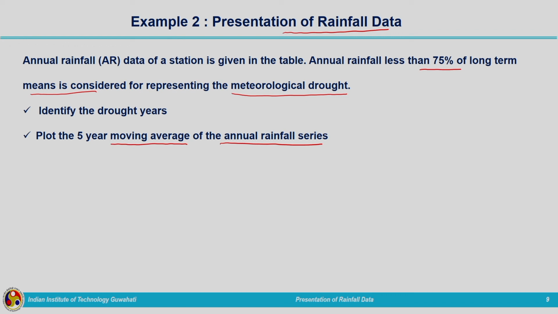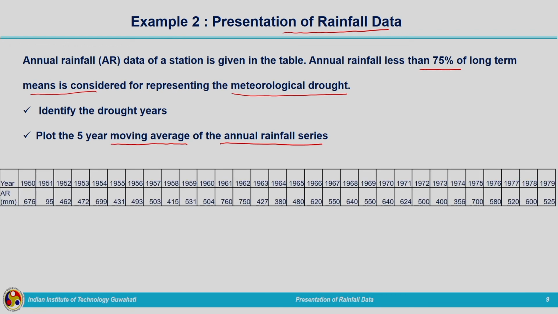So, what we need to do? We need to identify the drought year. The condition is given to us. The annual mean we will be calculating. Out of that, if the rainfall in a particular year is less than 75% of the annual average rainfall, then that particular year will be representing a drought year, that is meteorological drought year. Meteorological drought means the drought is due to less rainfall which has happened in that particular year.